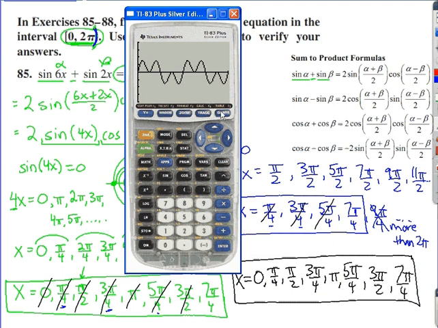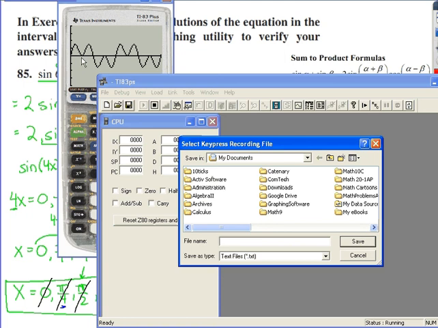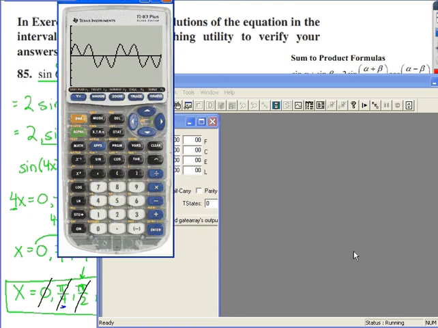Wow, crazy graph. How many solutions do you see here? We got the one at 0 as 1. Oops. Oh, what did I do? Oh boy. I didn't want to do that. Okay, sorry. Here we go.